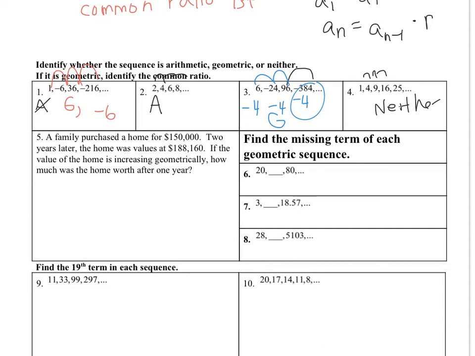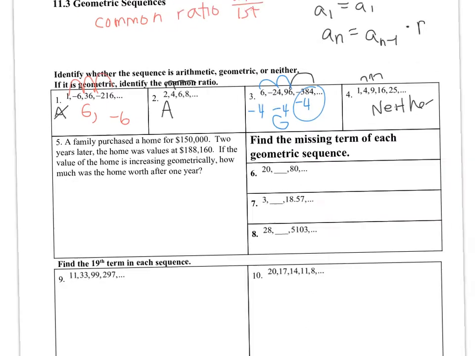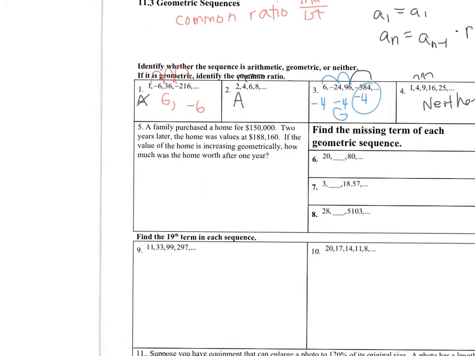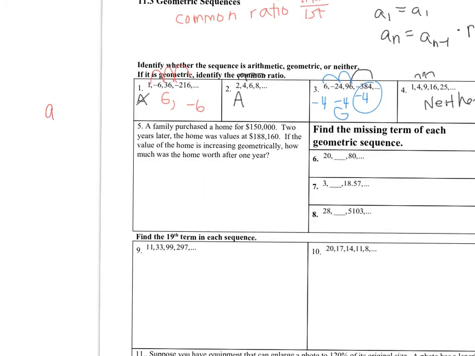So just like there's the arithmetic mean, there is the geometric mean. The arithmetic mean is to add up two terms in a sequence and divide by 2. The geometric mean is to multiply two numbers, so maybe a sub n times a sub n plus 1, the next term, and take the square root.